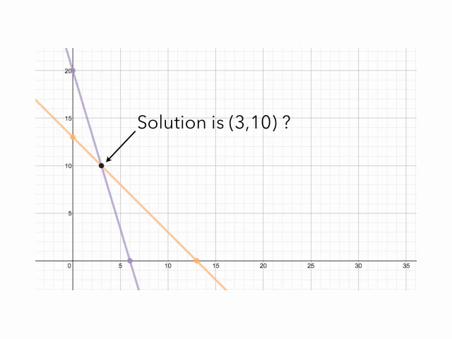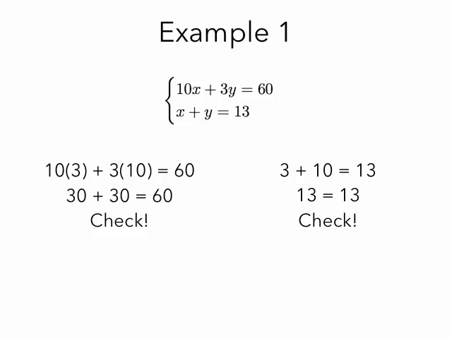So the solution could be 3 comma 10, but let's check that by plugging those numbers back in. We put 3 in for x and 10 in for y in the first equation. We get 10 times 3 and 3 times 10, 30 plus 30, that's 60, that checks. 3 plus 10 equals 13, yeah, that checks. So yes, 3 comma 10 is the solution to this particular system of equations.